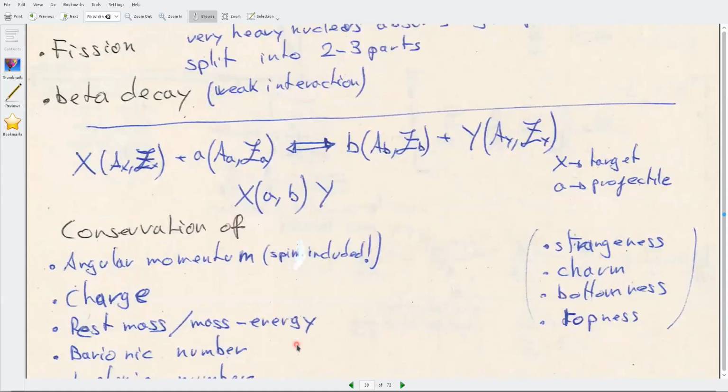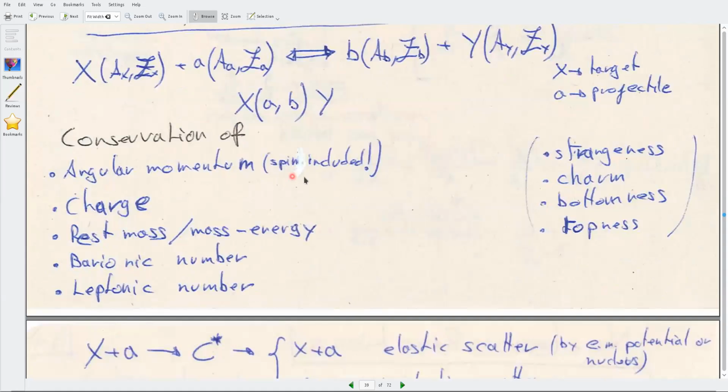Remember, you always need to consider the conservation of angular momentum, speed included, charge, rest mass, mass energy, baryonic number, leptonic number. The baryonic number is the number of baryonic and leptonic particles you have. A baryonic particle like a proton has 1, its antiparticle is -1. So if before you have no leptonic particle, you have leptonic number 0 in the beginning, so you have conservation.